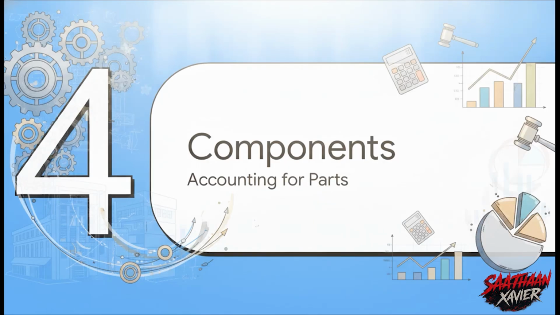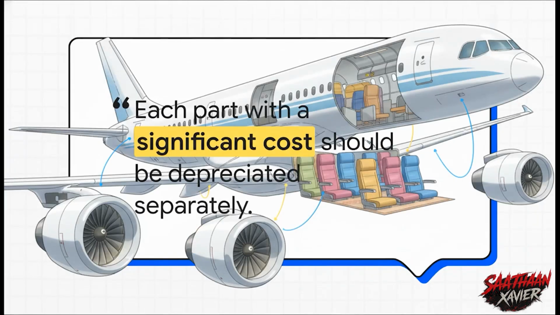Which brings us to Part 4, component-based depreciation. This is required by accounting standards and the Companies Act. It sounds a bit advanced, but it honestly makes total sense once you think about it. We call this component accounting. Just think about a commercial airplane. You literally can't just depreciate an airplane as one giant single asset.